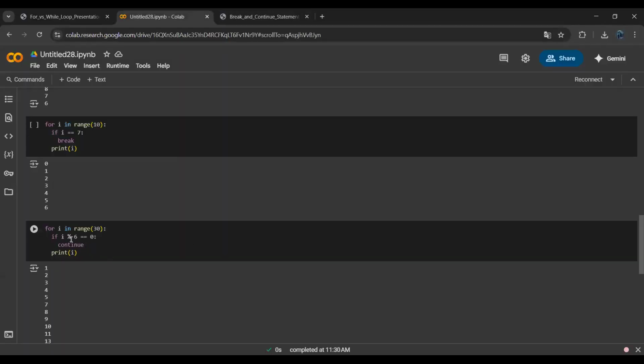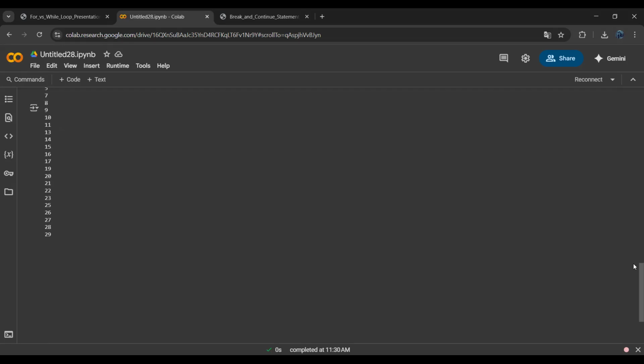See here. For i in range of 30, it means from 0 up to 29. If i mod 6 equal to 0, continue. Suppose the number is divisible by 6, please skip that value. And next, print i. So except the numbers divisible by 6, please print the other values. What values will be skipped? 0, 6, 12, 18, 24. These 5 numbers will be skipped. Except these 5 numbers, all the numbers will be printed.